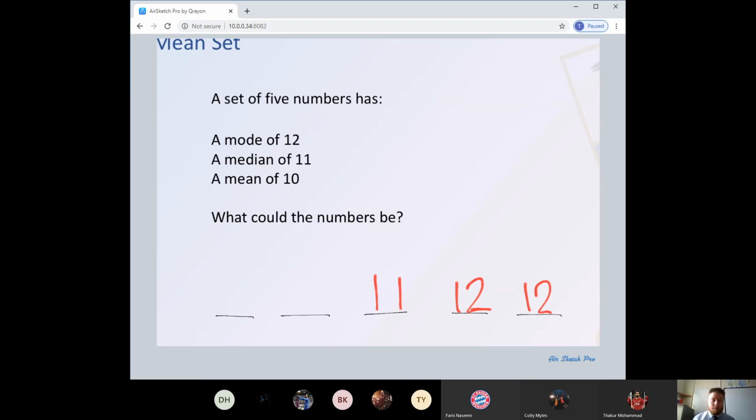We now just need 2 more numbers, and we're going to use this part about the mean. We said before, the mean just means that the sum of all of those numbers has to be 5 times 10. So the sum of all the numbers has to be 50. So sum is equal to 50. And that means that we've already got 11, 12, and 12. So 11 plus 12 plus 12 is equal to 35. That means we need 15 to be the sum of the last 2 numbers. These 2 numbers here have to be equal to 15.